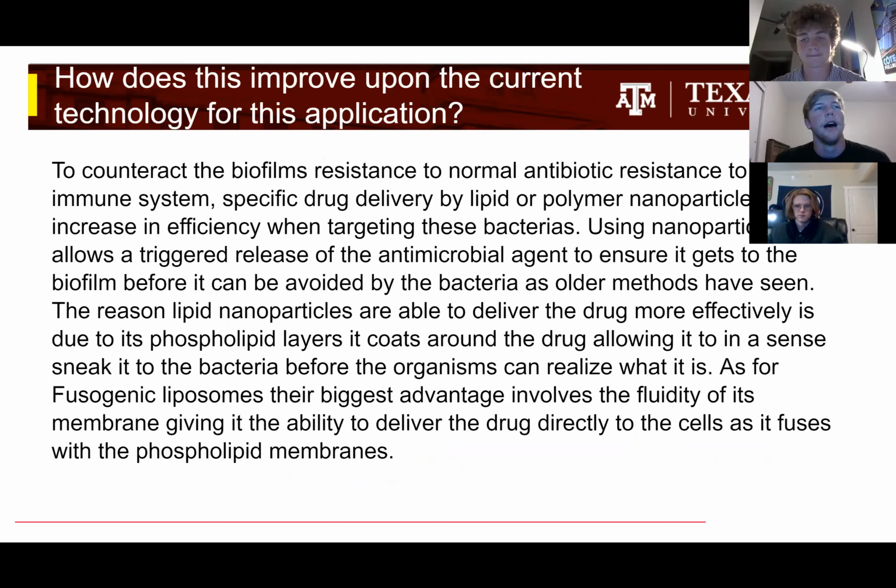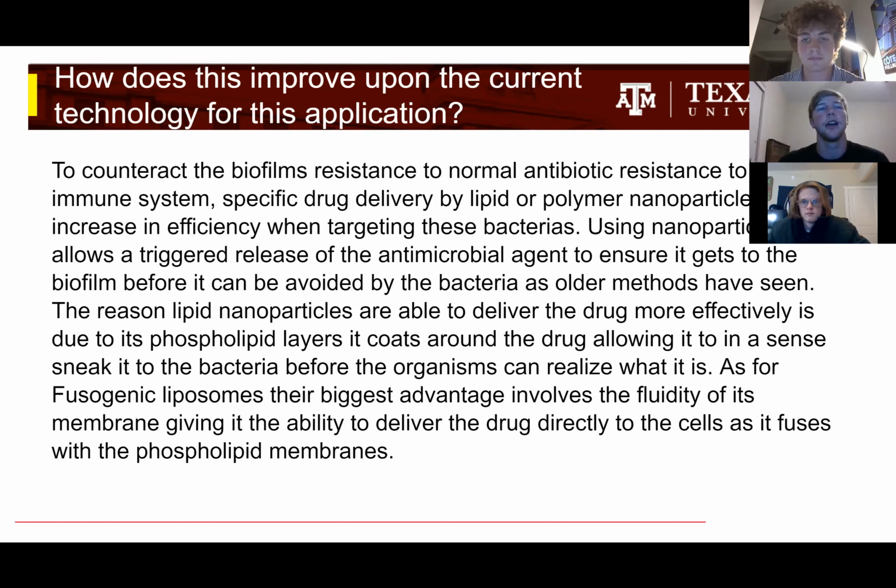All right. How does this improve upon the current technology for this application? Well, to counteract the biofilm's resistance to normal antibiotics and to the immune system, specific drug delivery by lipid or polymer nanoparticles has increased efficiency when targeting these bacteria. Using nanoparticles allows, as Zach said, a triggered release of the antimicrobial agent to ensure it gets to the biofilm before it can be avoided by the bacteria, as older methods have seen.